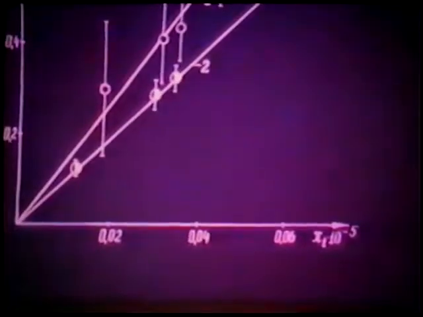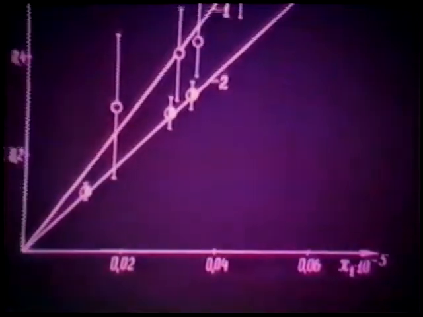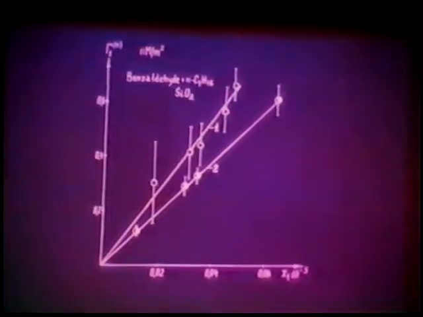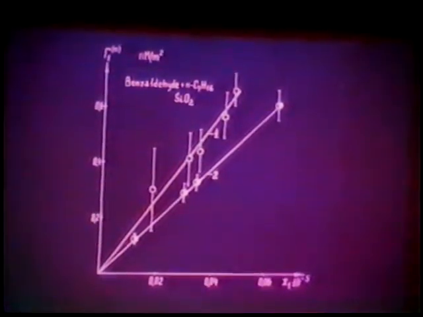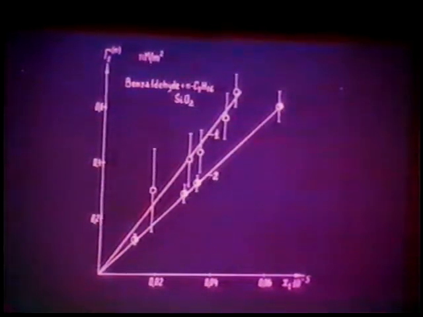This slide shows the initial parts of the adsorption isotherm of benzaldehyde in the region of low equilibrium concentration obtained by chromatographic and by the statistical method. In this region of concentration, the benzaldehyde adsorption value does not exceed 0.0002, and the adsorption isotherms are linear.